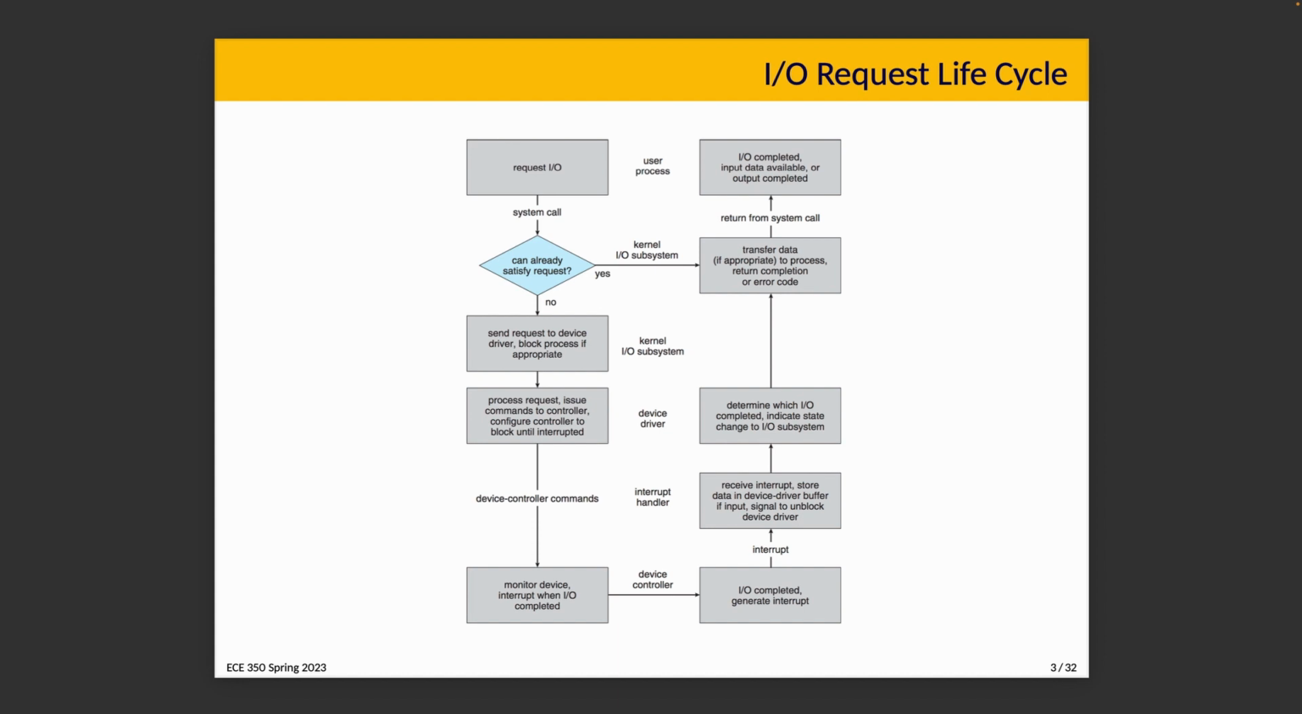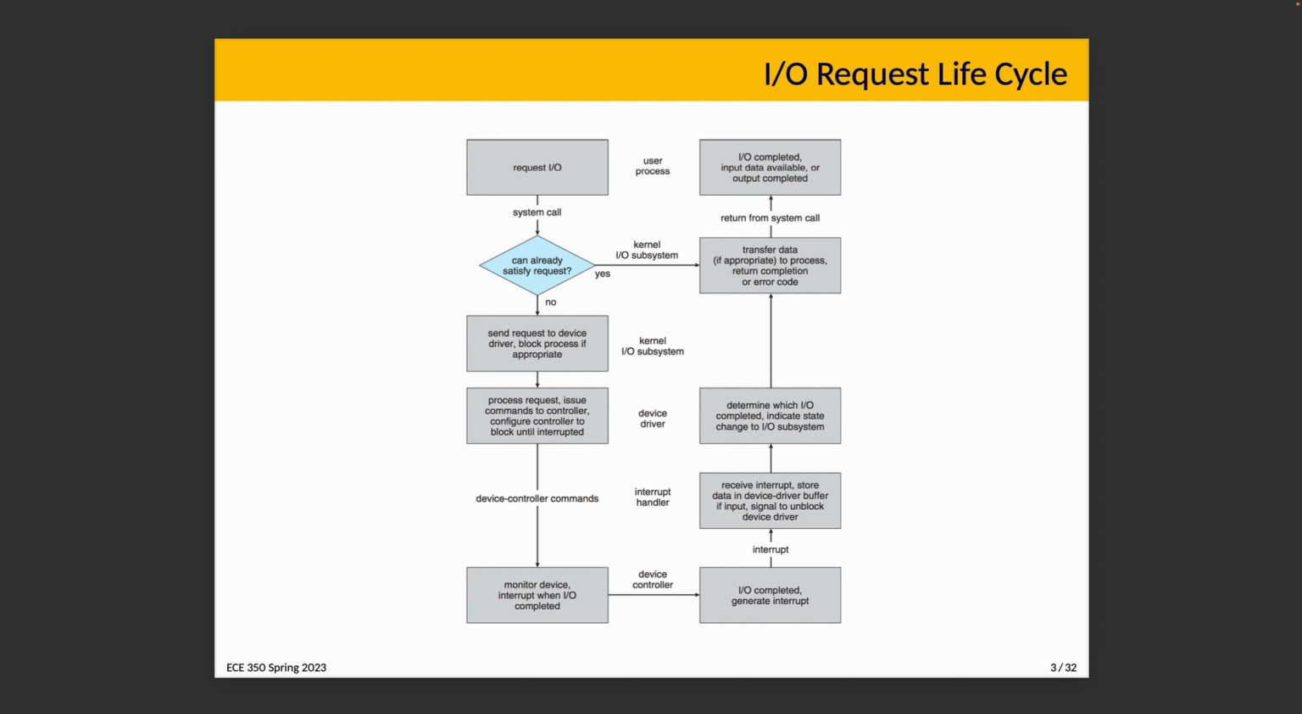Then it's the job of the device driver, as we've talked about, to process the request, issue the commands to the controller, and configure the controller to block until interrupted. We are assuming some sort of interrupt-based I/O in this diagram, but all that seems fairly doable. Then there's a box that's missing there where it says device controller commands, magic of hardware. Things happen, and somehow Palpatine returned. Somehow the request is sent to the I/O device, and that's enough for us to proceed.